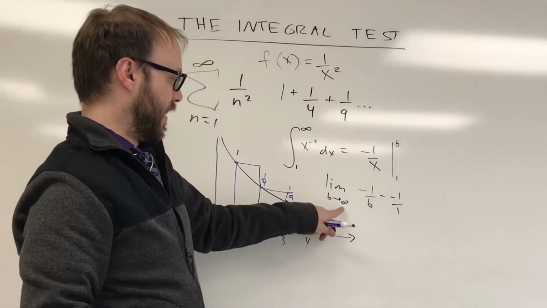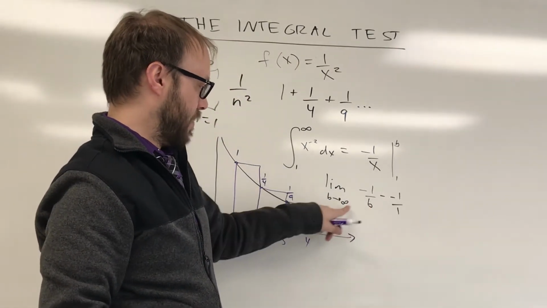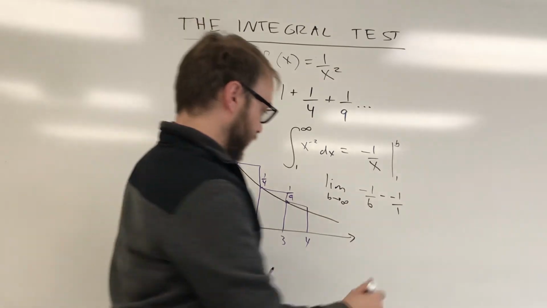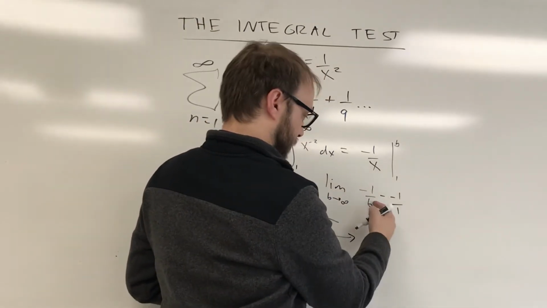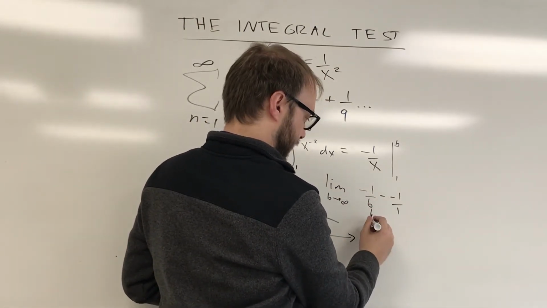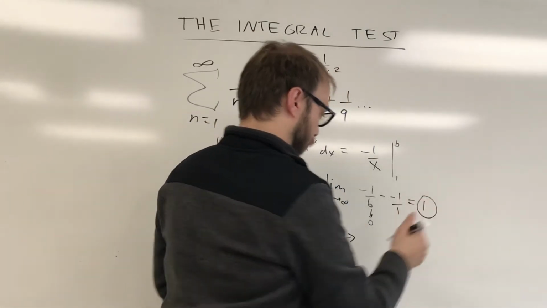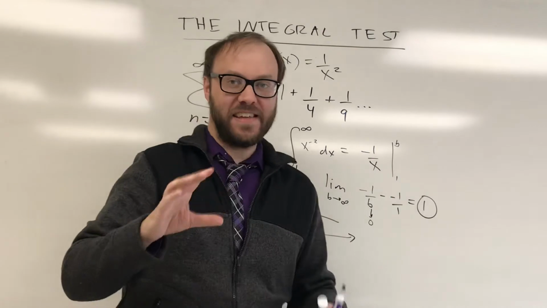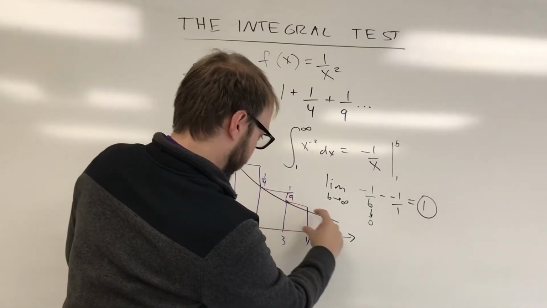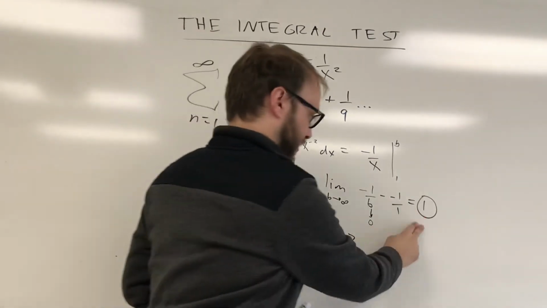Okay, and now we can apply this limit as b approaches infinity here. You'll see this whole term here, as b approaches infinity, -1 over infinity approaches 0. And so this whole thing is going to approach 1. What this says is the area under this curve approaches a sum of 1.